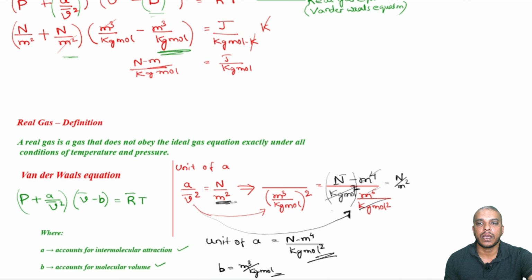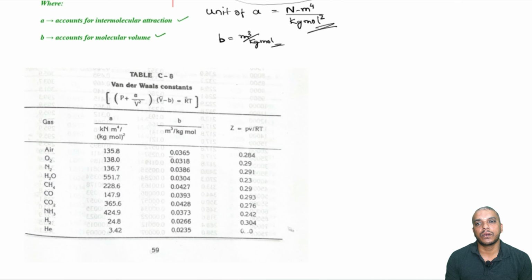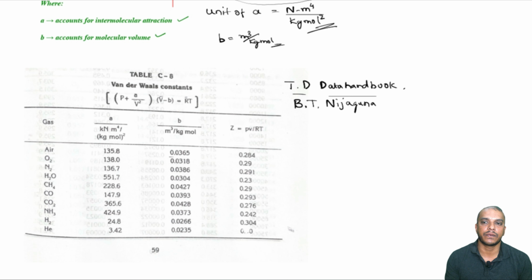Now, let us see how to find the values of A and B. This is a data handbook, the Thermodynamic Data Handbook by B T Nijaguna. Sometimes the values of A and B may be given in the question itself, or sometimes you will have to refer to a data handbook to get the values of A and B. Here we have air, oxygen, nitrogen; the gases are mentioned in this column, and then the values of A and B are mentioned here.